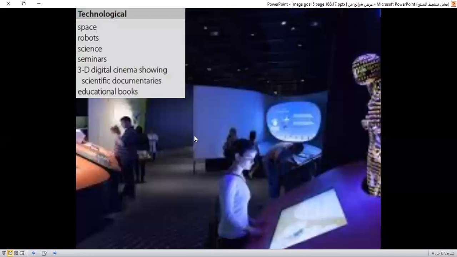Also we have technological museums, something related to, very easy, technology. Yes, related to technology, space, robots, science seminars, and 3D digital cinema showing scientific documentaries, and educational books. You see? Just be familiar with those words. You know the meaning, for example, of robots, of science, space. So whenever you have a question about a sentence that includes them, you know their meanings.